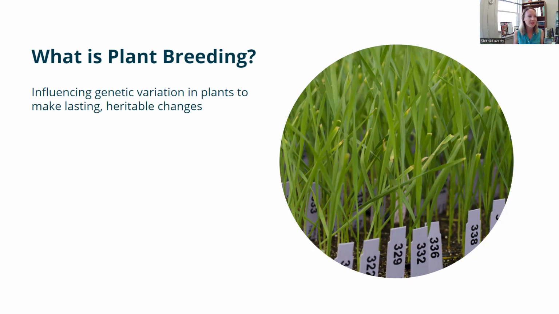And we're doing this to make lasting heritable changes. So things that can be passed on from one generation to the next, right? It's not just like a fluke and it goes away. And these are intentional changes that will usually better our lives somehow. So we're very human centric here in plant propagation. We're doing things for human purposes, and we may be breeding plants for human benefits.